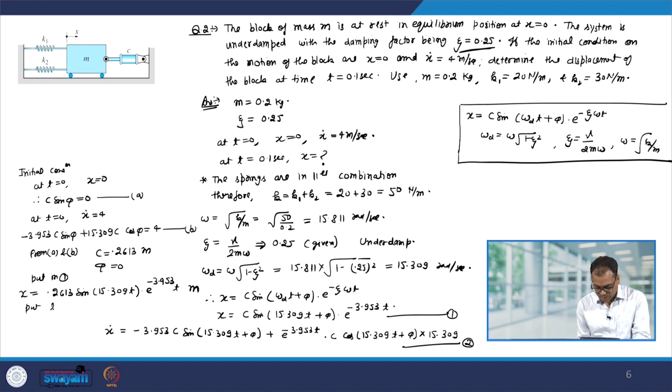And we have been asked to find out x at t equal to 0.1 second. So, let us put t equal to 0.1 second. So, you get x equal to 0.1758 meter.